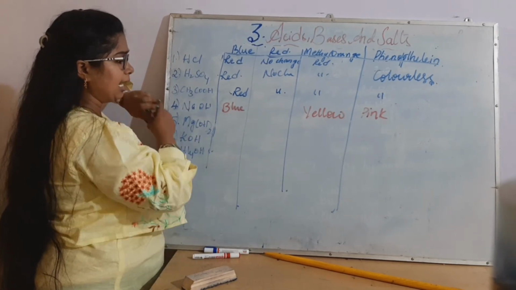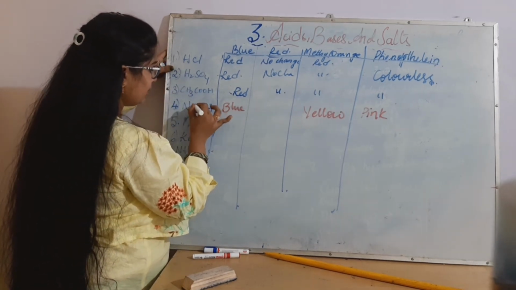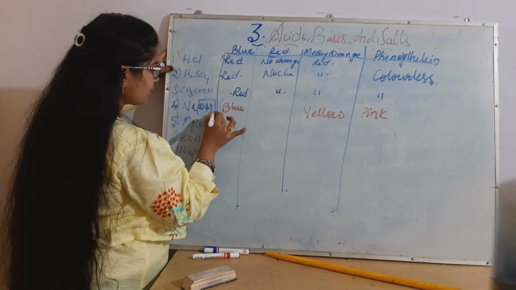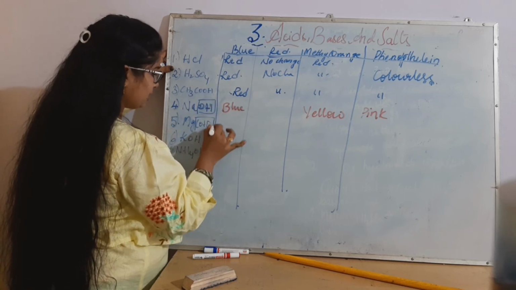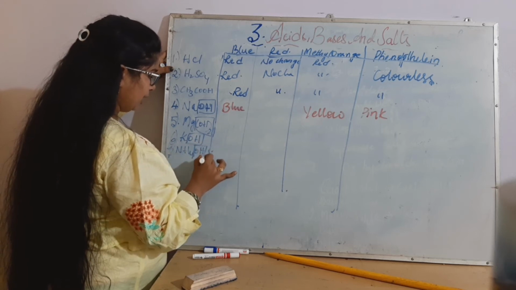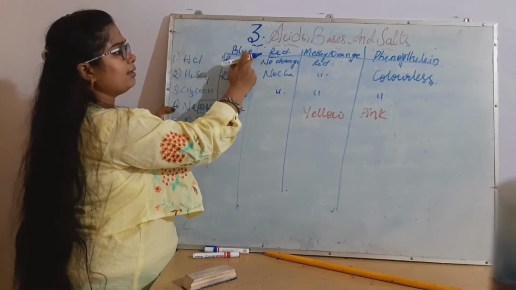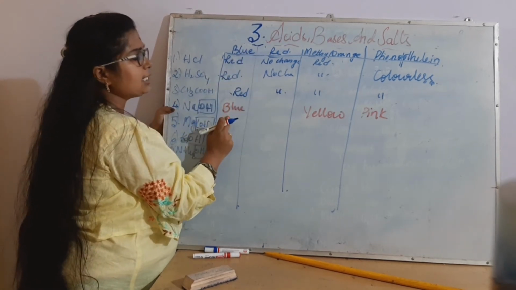NaOH, which means that it has negative OH, isn't it? It means it is a base. OH minus. It is a base. So if you put blue litmus paper in the base, it will remain blue.